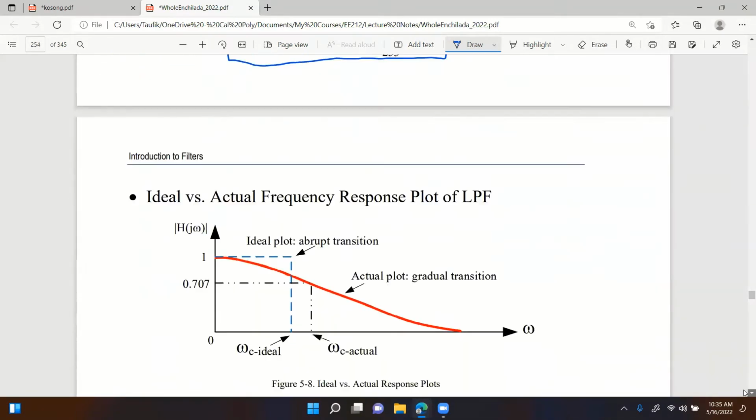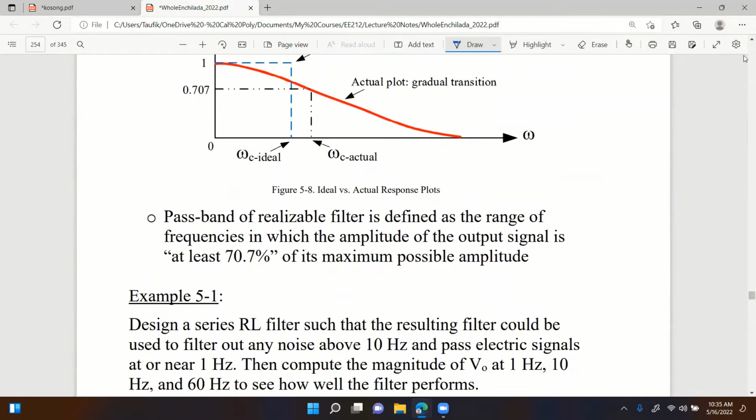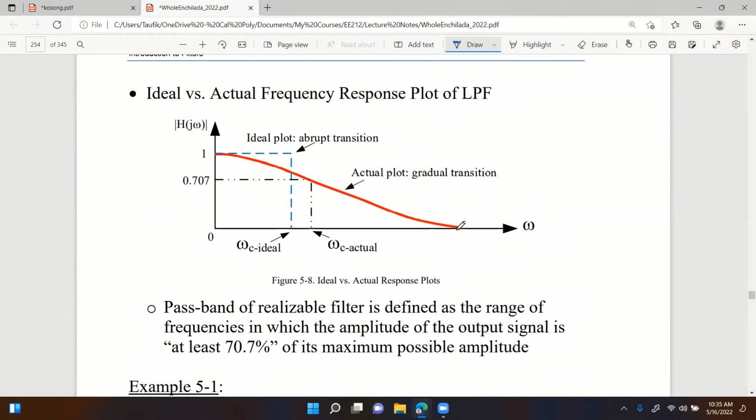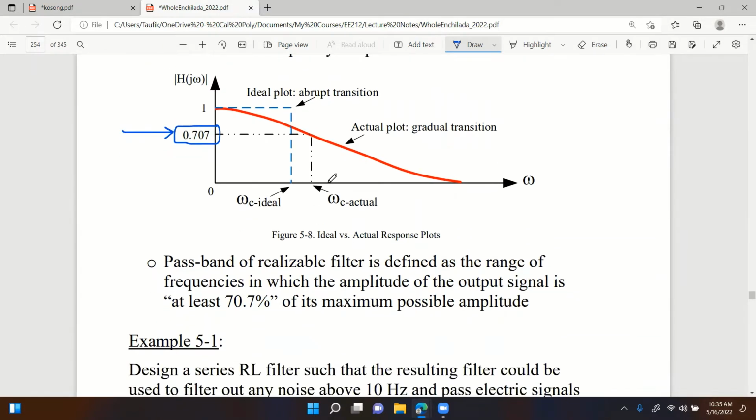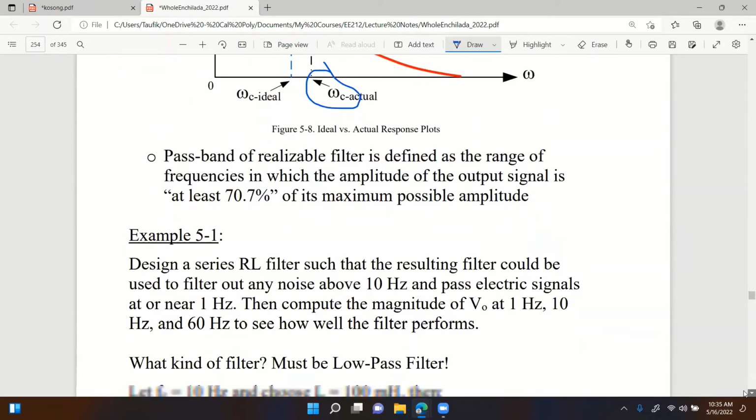No questions? If not, here's the difference between ideal versus practical filters. In ideal, you can clearly see the omega C right here, but for practical circuits, there's a slope. So you have to calculate omega C by the 0.707 gain of the gain plot to get the actual cutoff frequency. All right.